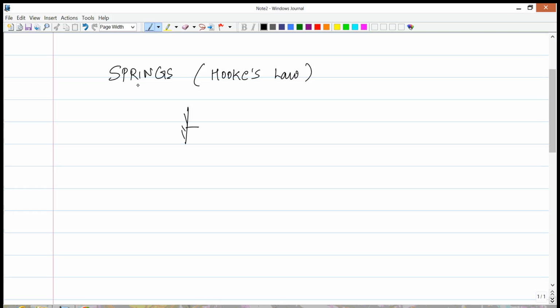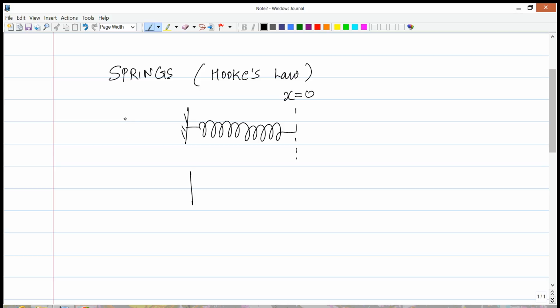Let us say that we have a spring, and let us say that this is the equilibrium length of the spring. Let us measure all distances from this position. We'll just call it x equal to 0, and this position will be where the spring originally ends. Now as we pull or push a spring, we'll measure its distance from this position.